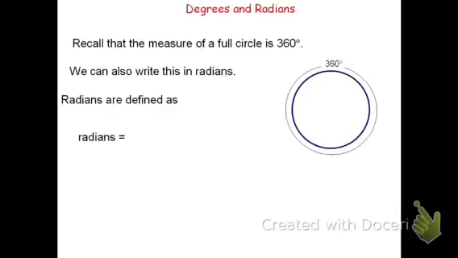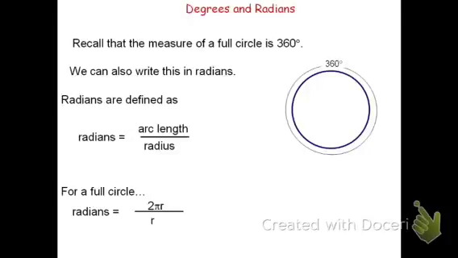Well, the definition of a radian is the arc length divided by radius. For a full circle, the arc length would be the circumference, or 2 pi r. So if we have 2 pi r divided by the radius, which we'll call r, I can see that I have a radius divided by radius, which will cancel, and that leaves me that the radians of a full circle is 2 pi. Therefore, 360 degrees is equivalent to 2 pi radians.